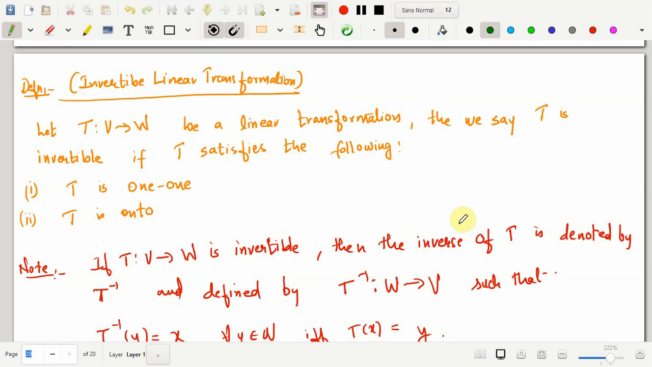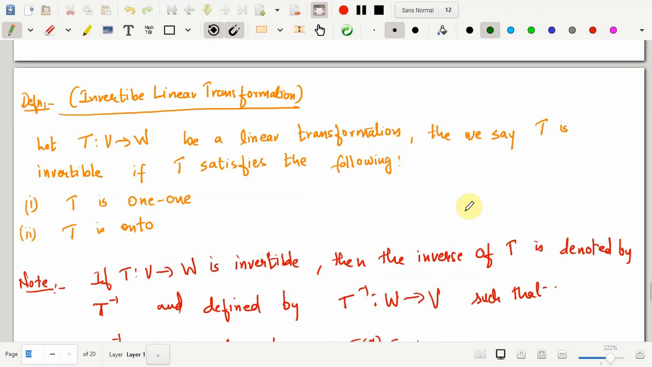Welcome back, students. In this short video, we'll be discussing the notion of invertible linear transformation and singular and non-singular linear transformation. So let's begin with the definition of invertible linear transformation. As we all know, a linear transformation is a mapping from one vector space to another vector space. And for a mapping or a function, we can talk about its inverse.